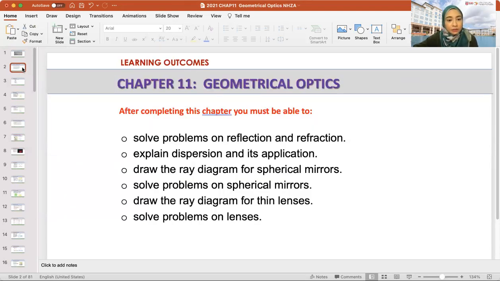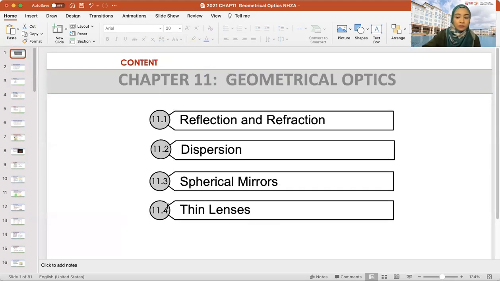For this chapter, we are going to try to solve problems on reflection and refraction. This is your learning outcome. Explain what is dispersion and if there is any application related to it. You have to know how to draw the ray diagram for spherical mirrors. This is straightforward. Solve problems on spherical mirrors. You know that you have equations related to mirrors and you will use that to solve the problems. Draw ray diagrams for thin lenses as well, and then solve problems on lenses.